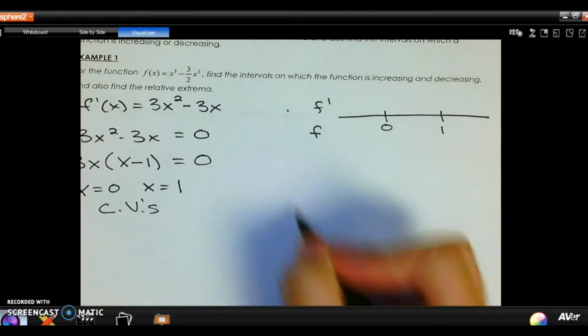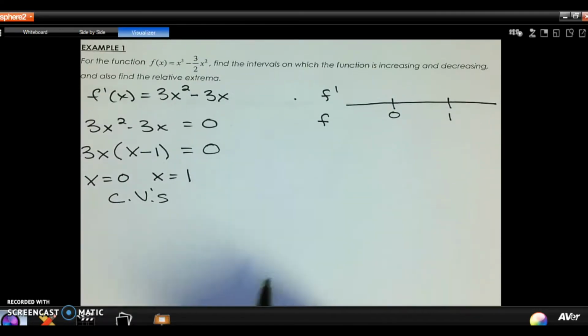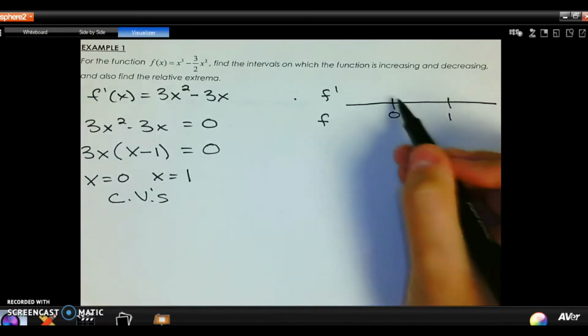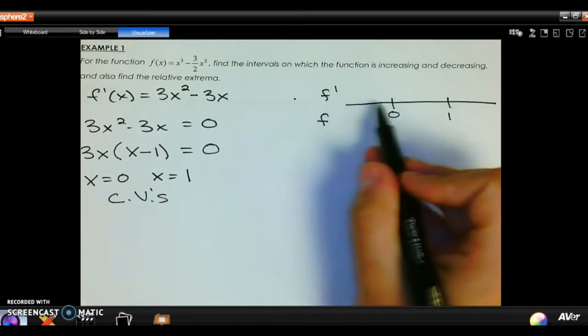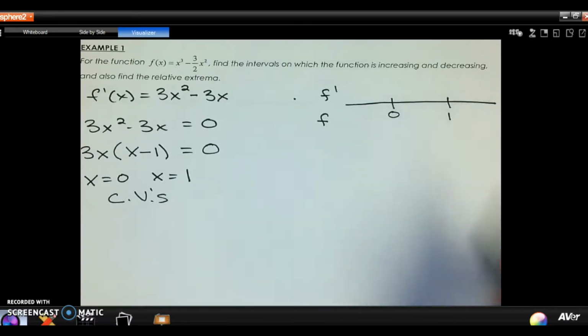I'm going to jot down some scratch work this time. You wouldn't do that every single time; you'll probably just end up plugging in in your head. But you're going to plug in a number for each part. So this is in 3 sections: numbers to the left of 0, numbers between 0 and 1, and numbers to the right of 1.